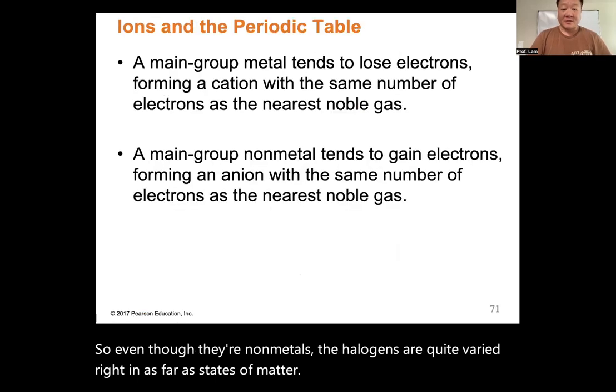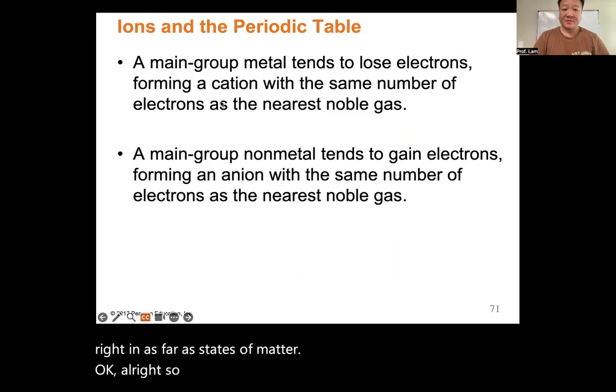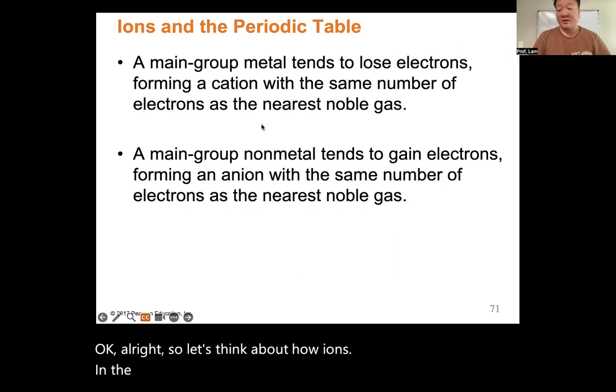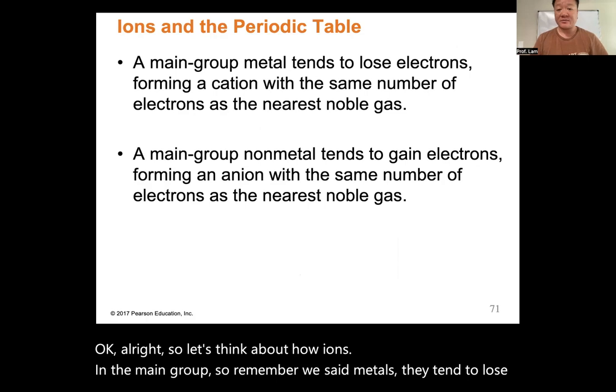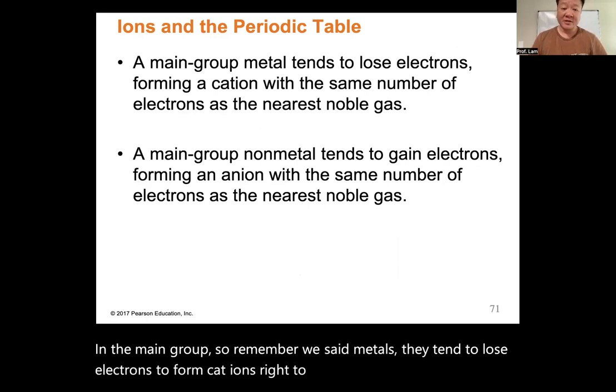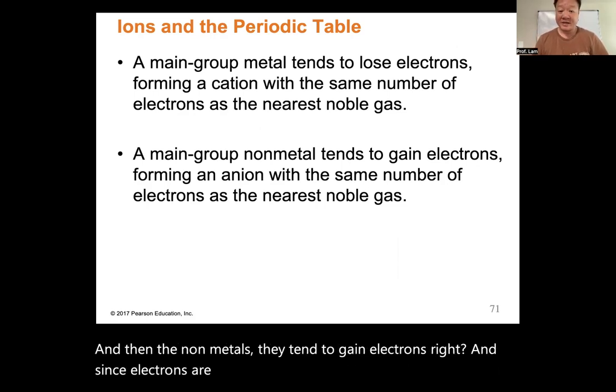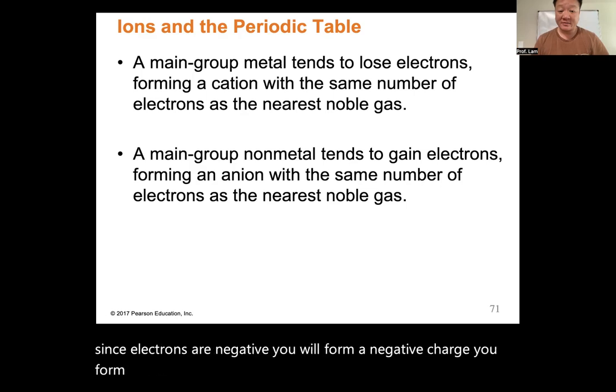All right, so let's think about how ions form in the main group. Remember, we said metals tend to lose electrons to form cations, to form positive charges. Then the nonmetals tend to gain electrons, and since electrons are negative, you will form a negative charge. You form an anion, okay?